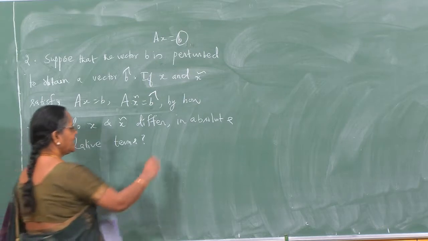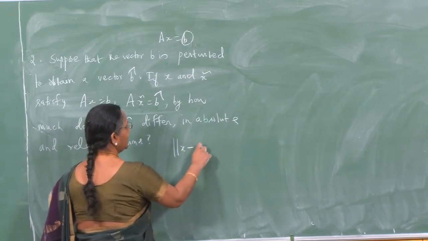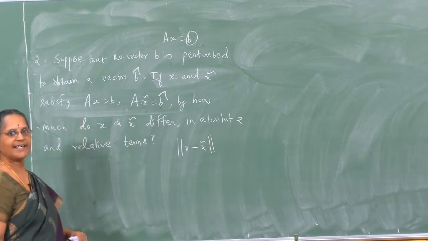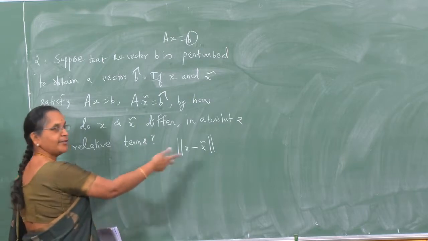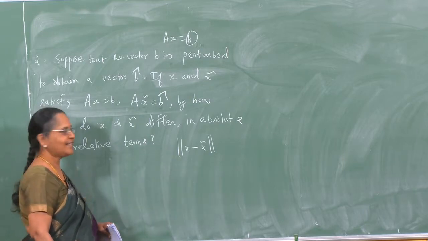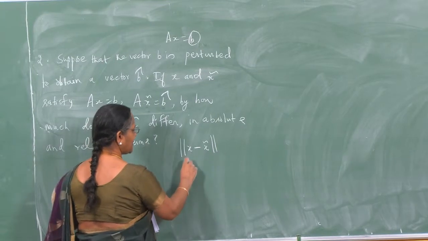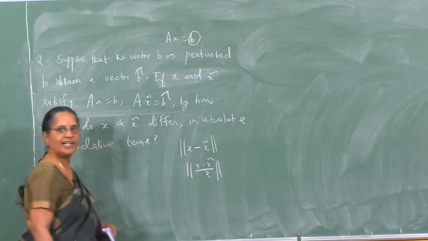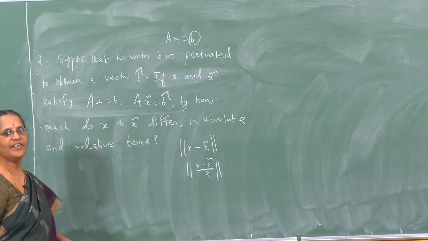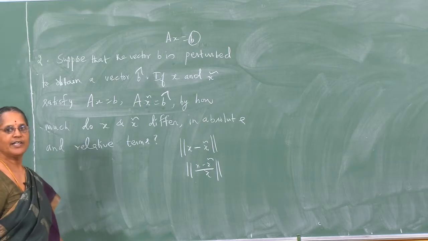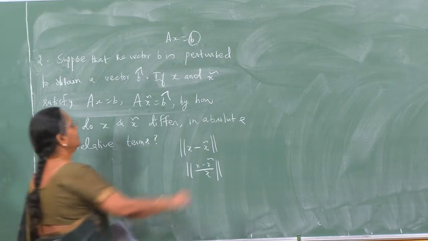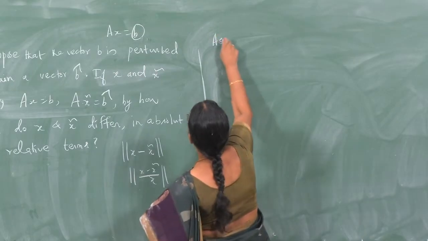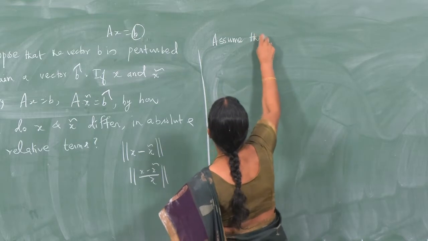So, the question is, compute what is the error x minus x tilde and get its magnitude. So, norm x minus x tilde, so that you have the magnitude of the absolute error. Also compute the magnitude of the relative error in this case, if there is a perturbation given to the right hand side entry. So, let us compute the result. We assume that A is invertible.